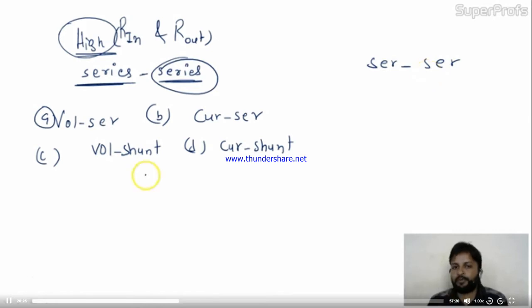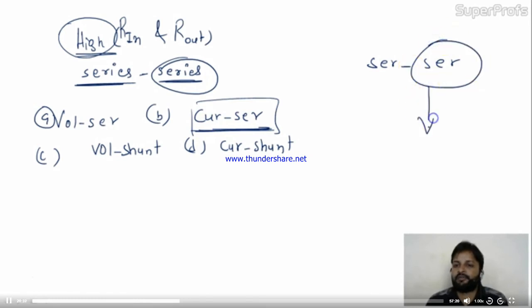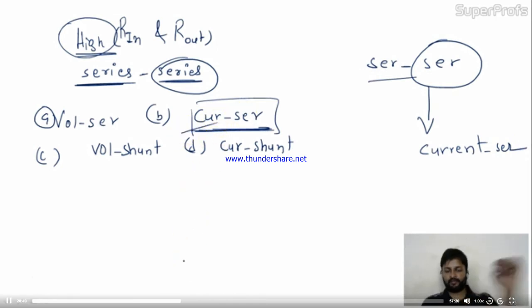Now in terms of output input parameter, how will you write it? Output. Who is at the output? Series. Series at output stage means this is current. Okay. Input stage as it is. So this is current series. Okay friends.